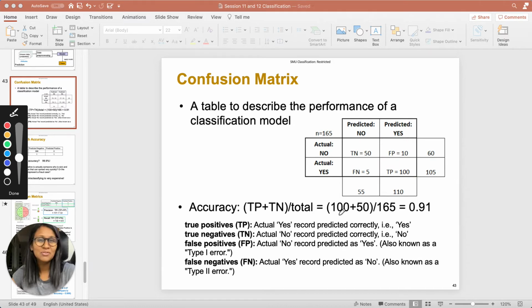In order to find out the accuracy of my model, I will add the true positive and the true negative together, which is 100 plus 50, upon the total number of observations in my data. In this case, you can see the total number of observations is 165. So that is the total number of observations that I have. That will give me the accuracy. Now in this case the accuracy of the model is 91%, which seems fairly high.